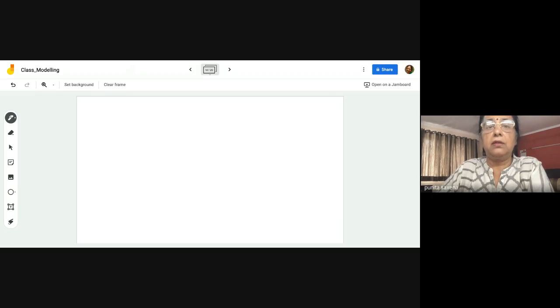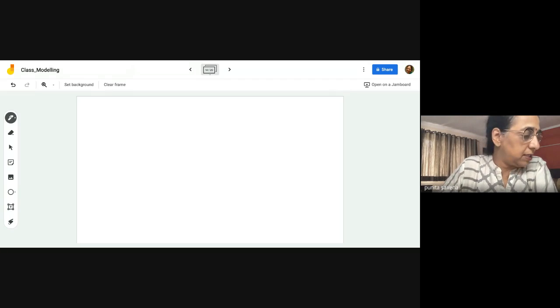Moving on with what we left yesterday, the problem that we were yet to do was left out: x square y dash equal to y minus x minus 1.